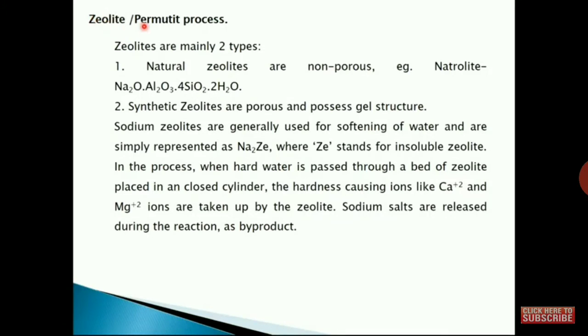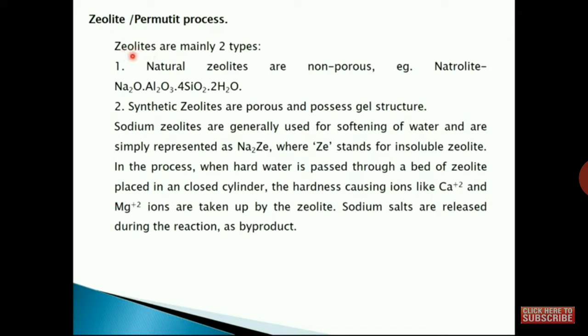Zeolite process, and sometimes this process is also known as the permutit process, because the trade name or the brand name of zeolite is permutit actually. That's why it is also known as the permutit method. Basically, you can recall from your +2 chemistry, or from class 11th, where you have studied the silicates, right? So these zeolites actually are the silicates. They are sodium aluminosilicates, and they may have some other different compositions also.